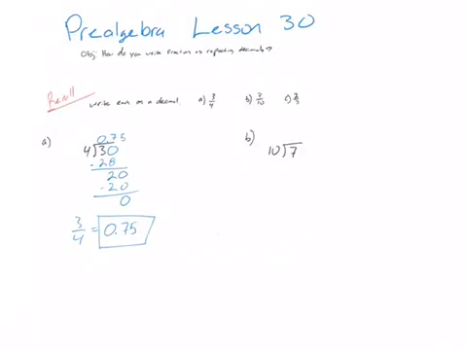Okay, let's do another one. 7 divided by 10. I'm rewriting it this way. Of course, 10 isn't going into 7, so I'm going to add that decimal. Add a 0. 10 goes into 70. Well, 7 times 10 is 70. My remainder is 0. So then 7/10 is equal to 0.7.